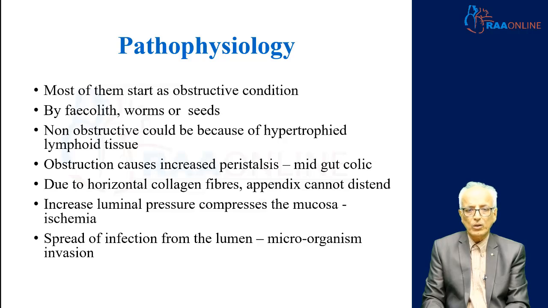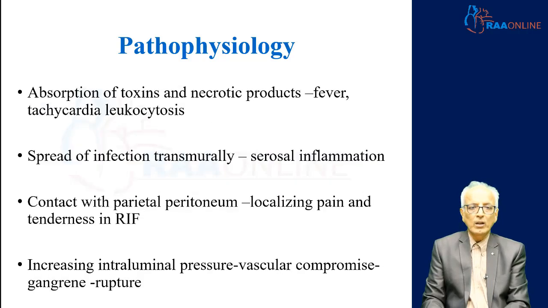Due to the horizontal collagen fibers, the appendix cannot distend. So, the intraluminal pressure increases because of the obstruction, causing compression of the mucosa, which leads to ischemia. The spread of infection from the lumen and microorganism invasion into the submucosal and muscular layer leads to acute appendicitis. So, absorption of the toxins and the necrotic products will lead to fever, tachycardia and leukocytosis.